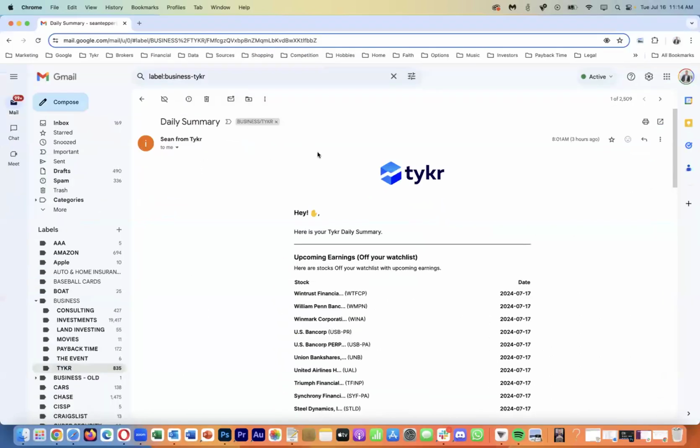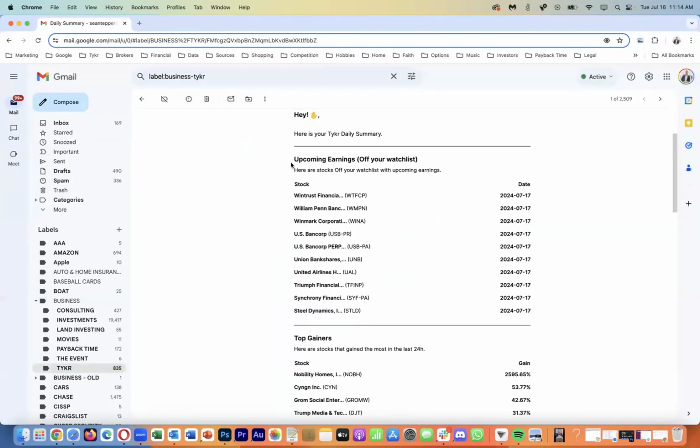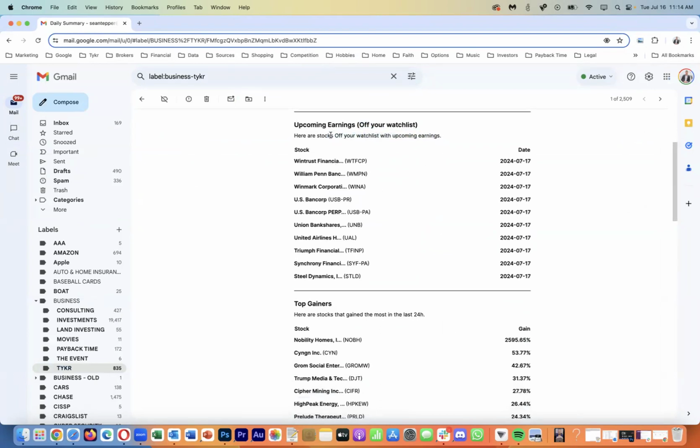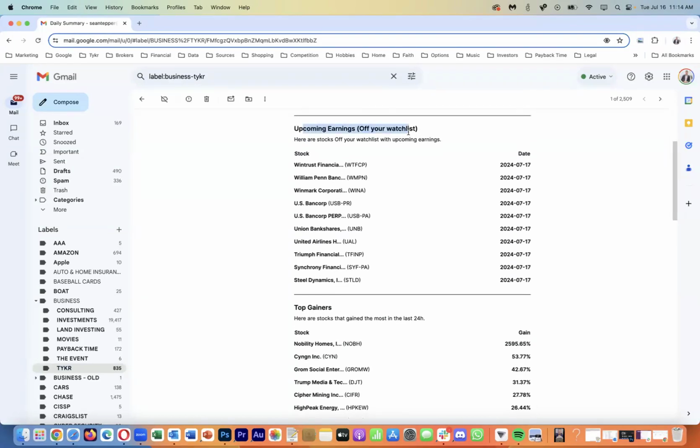So you can see these modules popping up, like upcoming earnings off your watch list, and then top gainers, like here are stocks off your watch list. And what I could maybe do, so there's no confusion, this is to you, Rudy, and other customers, because somebody else did ask the same question, so you're not alone, I could say here are stocks not on your watch list. So that kind of defines what off means.